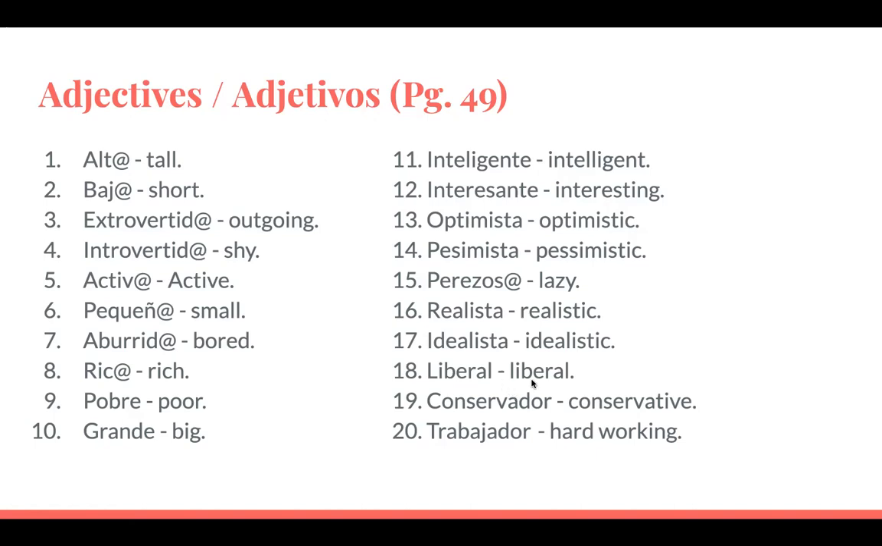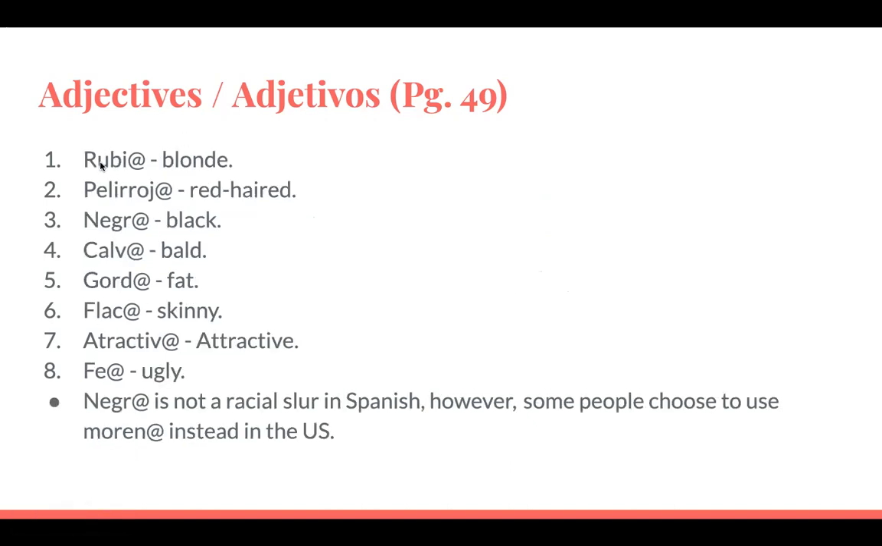It's spelled the exact same, just pronounced differently. Conservador is conservative. Trabajador is hardworking. And this is one of those where if it was describing something feminine, it would be trabajadora. But if it's masculine, it stays trabajador. And then rubio or rubia is blonde. Pelirrojo or pelirroja is like red-haired.